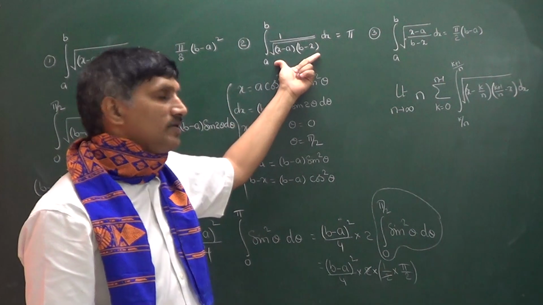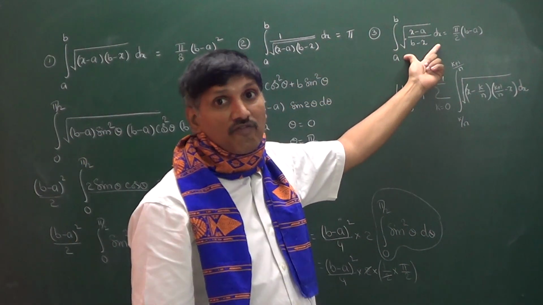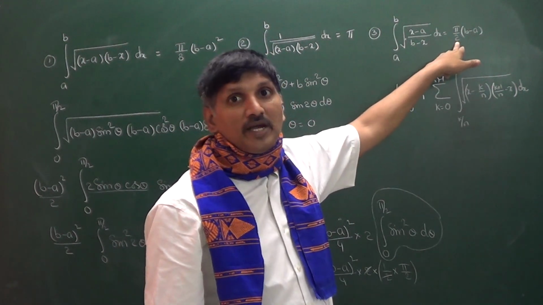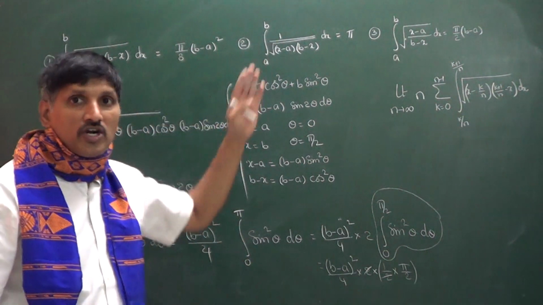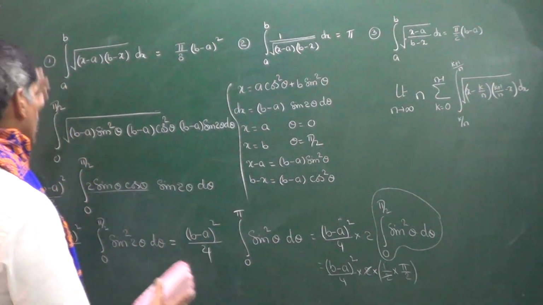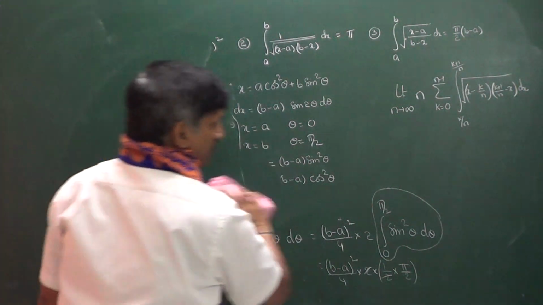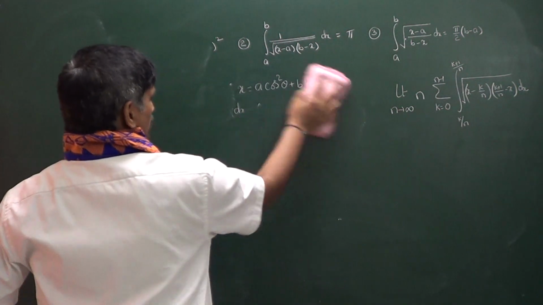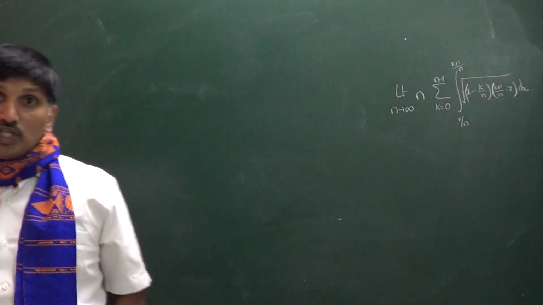Similarly, we can do this simplification also. This is equal to pi, you will get. In a similar way, you can find this one also. You will get pi by 2 into (b minus a). It is better to remember these as standard results for objective exams. So I discussed the proof of one of them; the remaining two you can do in a similar way. This is also a previous question based on this particular result.